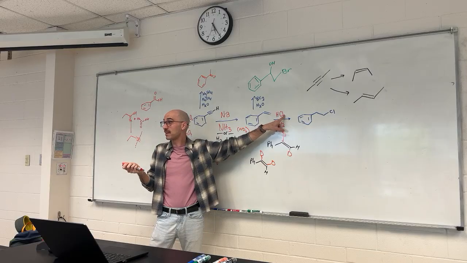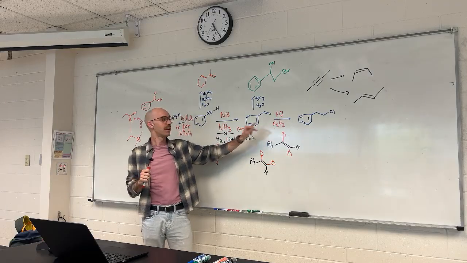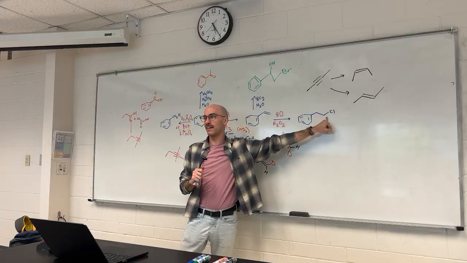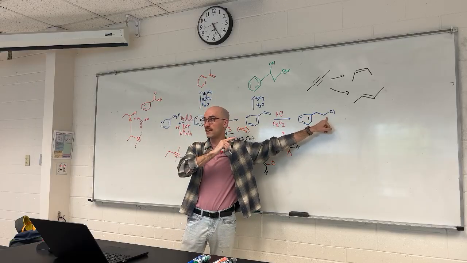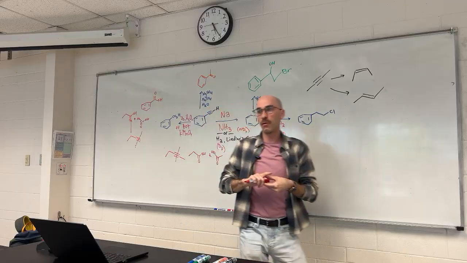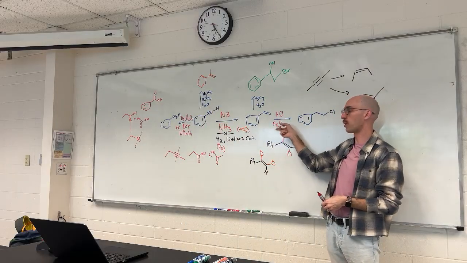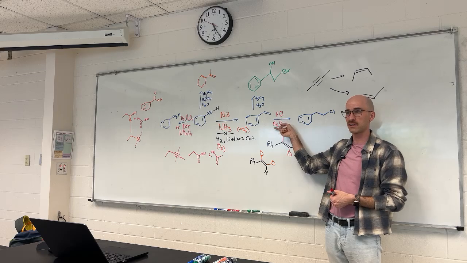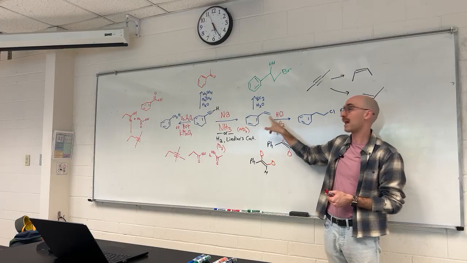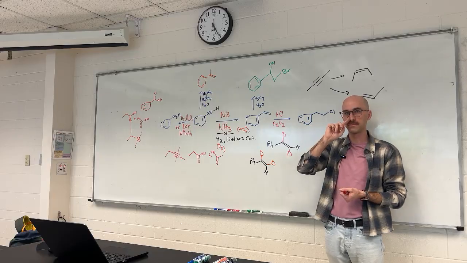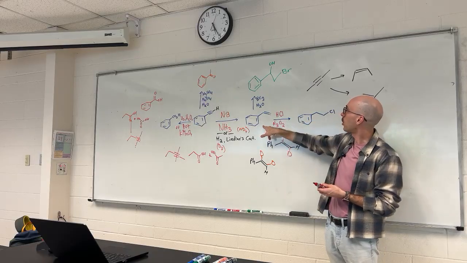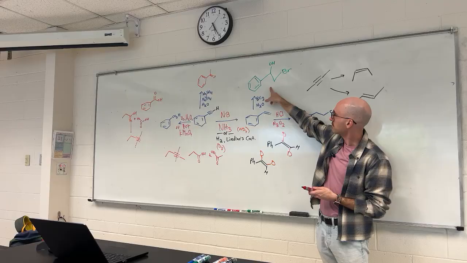HX can happen here with ROOR, but I specifically need chlorine to be added. So I need it to be HCl for this specific example. But my peroxide could be anything, so ROOR works fine. You see the distinction between that? This is anti-Markovnikov HX, but I need my X to be chlorine, so I'm going to specifically say HCl. Great. All right, going up, we have our alkene.